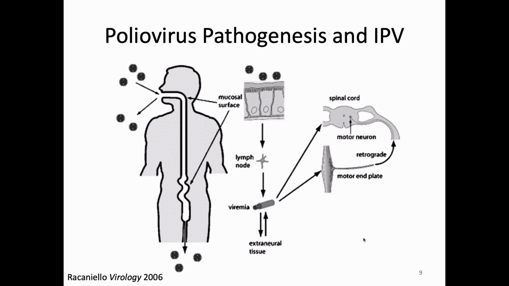This vaccine actually doesn't stop you from getting infected with polio. This vaccine induces antibodies that block the virus from being able to leave the GI tract. And so it just goes in and goes out and never is able to make its way into the nervous system in order to cause paralysis.